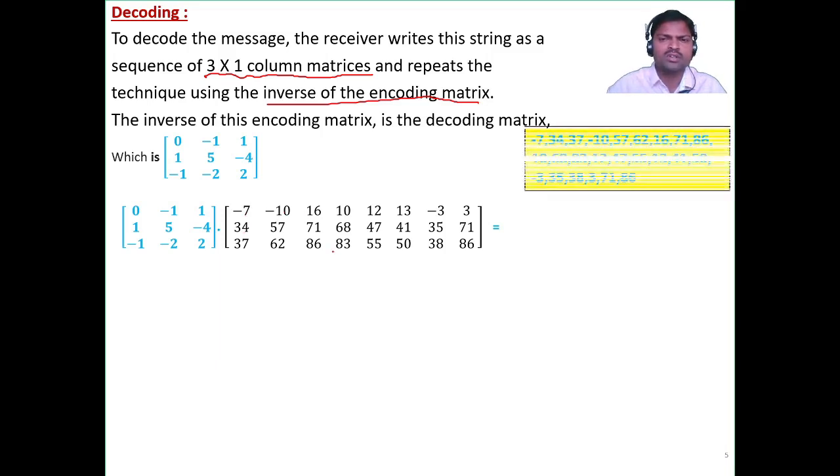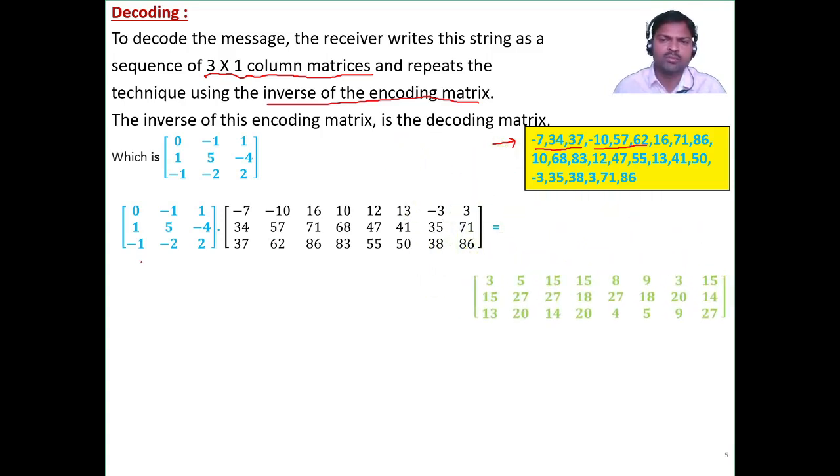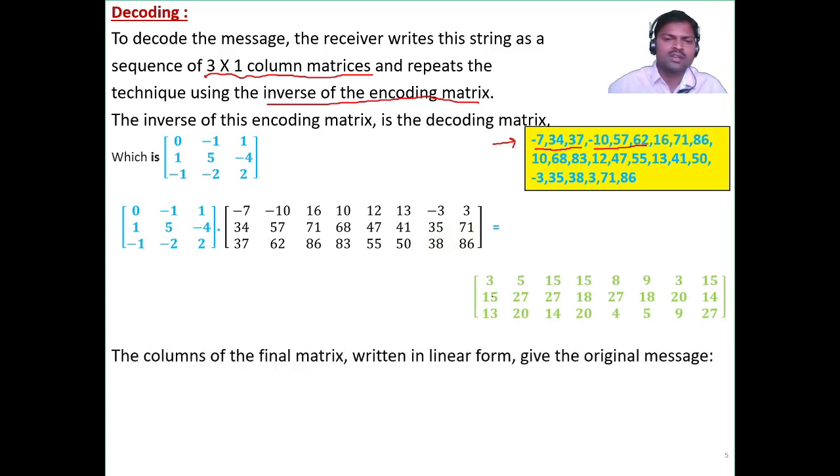For your information, this is the transmitted message, which is with the receiver. Look at the first three numbers, -7, 34, 37, which will be the first column. Similarly the next is -10, 57, 62. Likewise you arrange all these in 3 by 1 strings, then multiply with the decoding matrix. Then you will get this beautiful matrix, which is nothing but our original message.